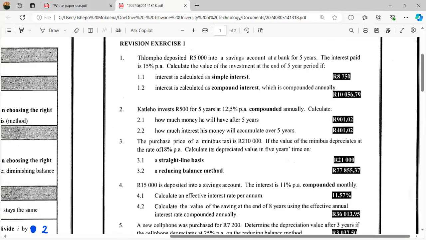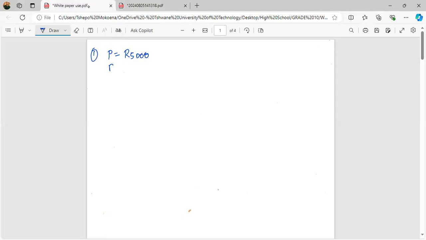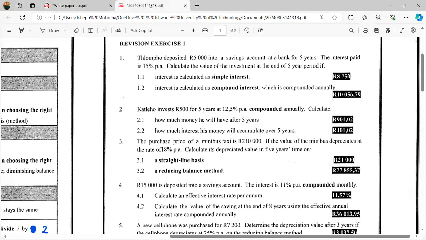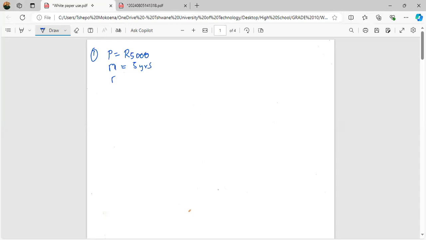And then we are told that Tompo is putting this into a savings account at the bank for how long? For 5 years, right? Tompo will go to the bank and give them 5,000 Rand for 5 years. And therefore the bank will say to Tompo, the interest paid on this 5,000 Rand is going to be 15% per annum. They gave Tompo the rate, it is 15%. This is the rate, guys. It's not i. How to get i? It's simple.